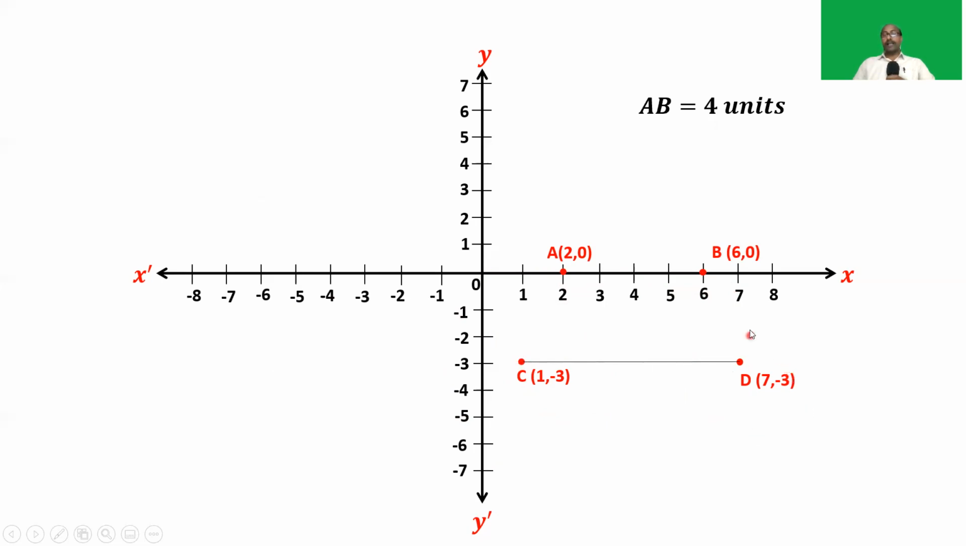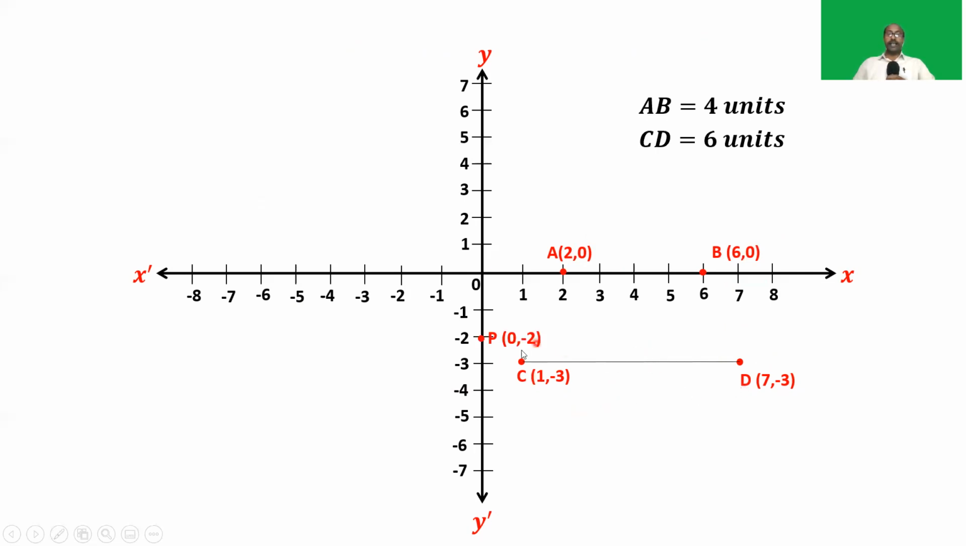Like this, length of any segment lies on x-axis or parallel to x-axis is nothing but the difference of x coordinates, isn't it? Here 6 minus 2, 4. Here 7 minus 1, 6. So here we have the distance between the point C and D is 6 units.